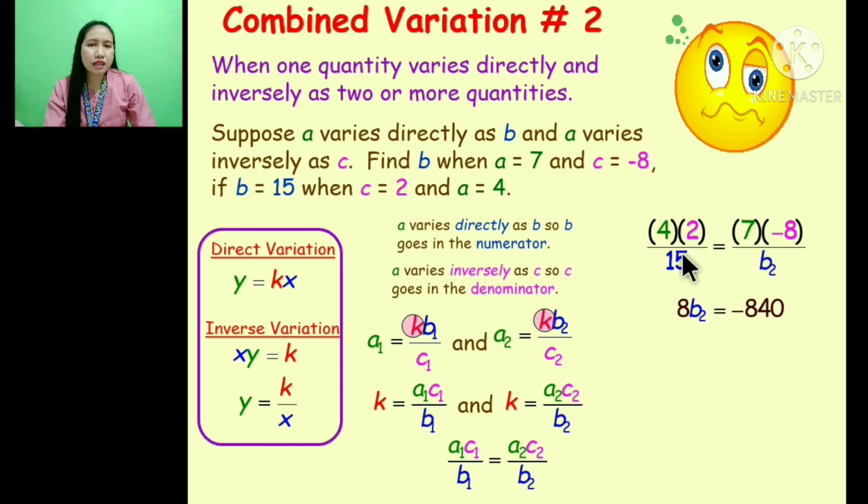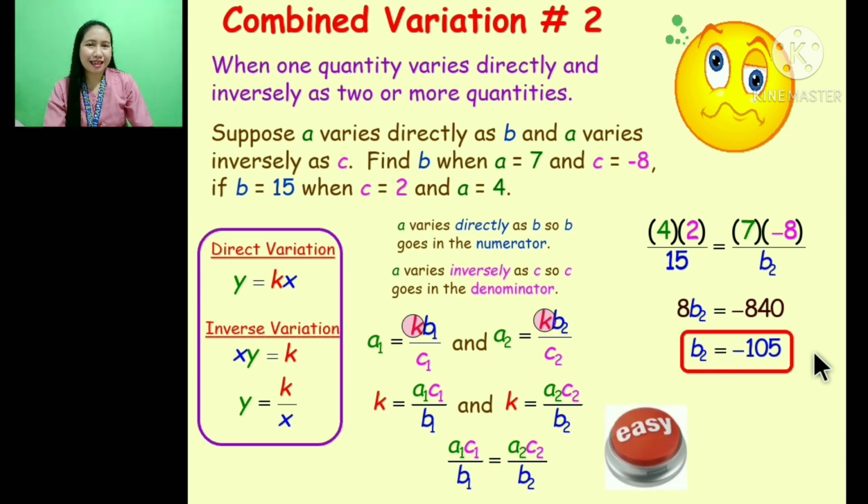So simplifying this equation, we will now get 8B sub 2 is equal to negative 840. Divide both sides by 8. Our B sub 2 now is negative 105. That was easy, right? Yes, that was easy.